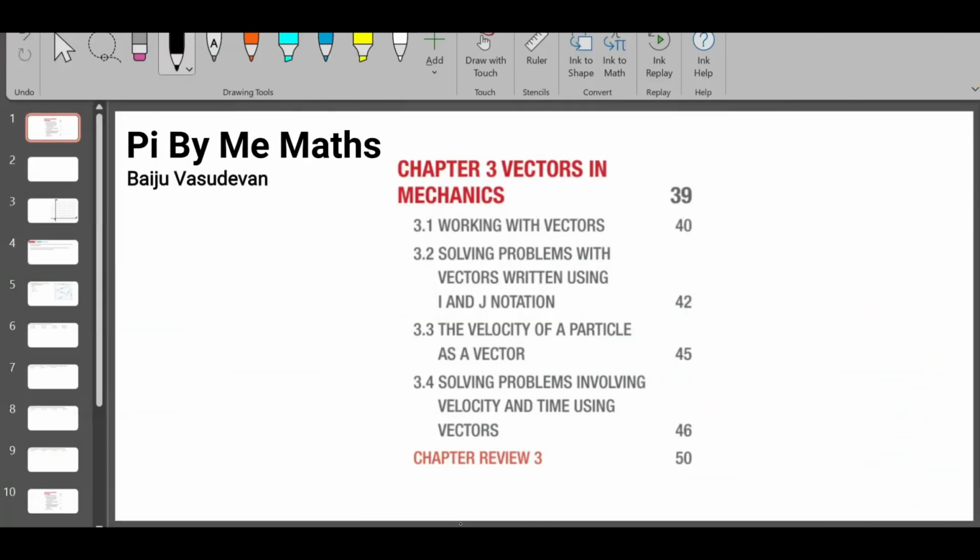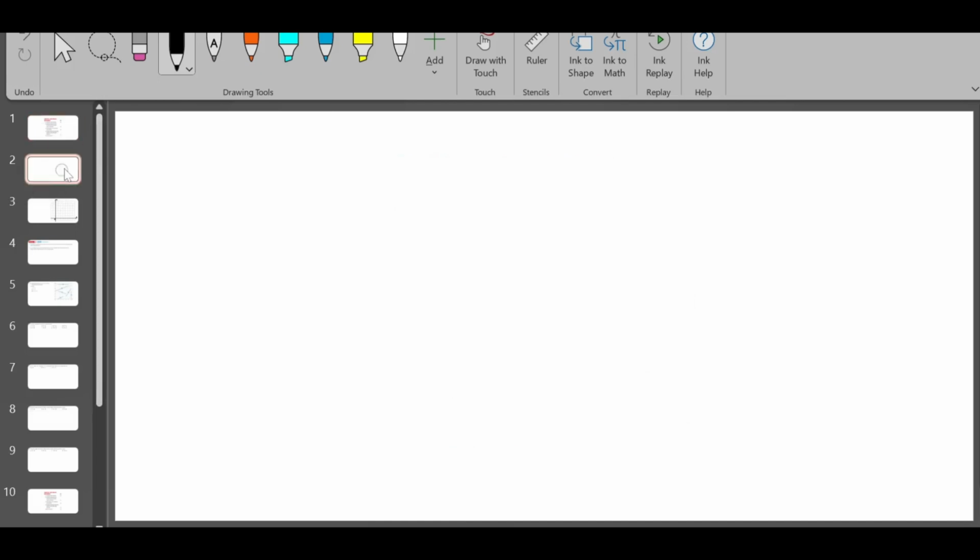This is Lesson 1. Here we are going to start chapter 3, Vectors in Mechanics. 3.1 Working with Vectors. If you have already learned P4 vectors, it's the same thing. Or let's say you are learning M1 first, then whatever you are learning here is going to be the same in P4 vectors also. Plus there are a lot of other things to learn also in P4. First I'm going to explain these vectors now.